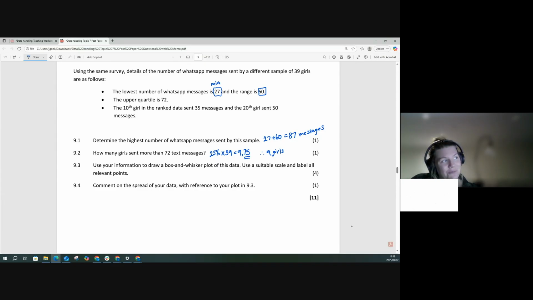Okay, using the information you have. So you've got quite a lot of information here already. You've got some important things happening over here. Draw your box and whisker.